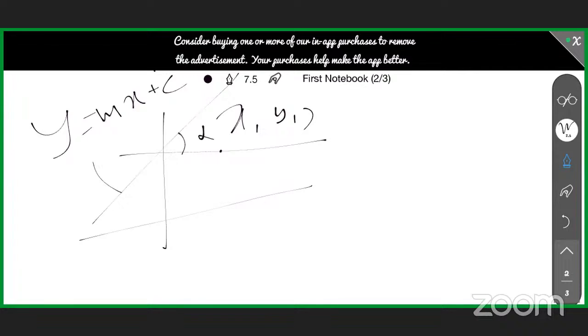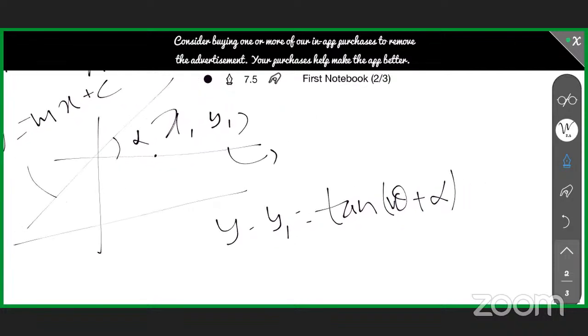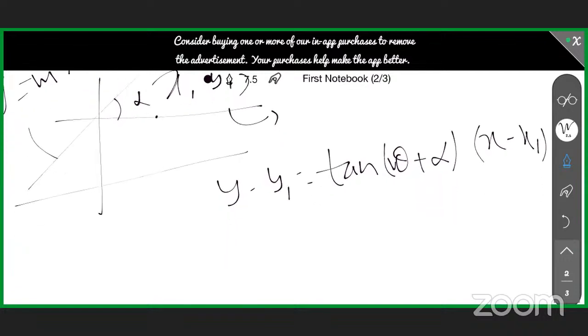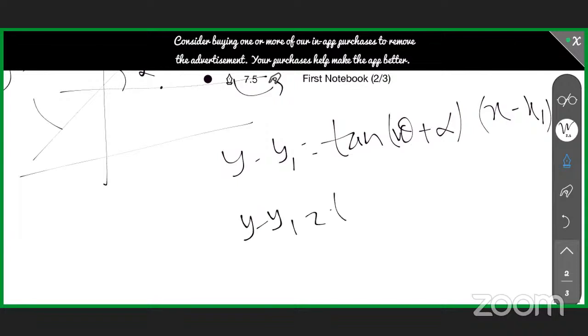Then this line's equation is given by y minus y1 is equal to tan of theta plus alpha into x minus x1. That is, y minus y1 is equal to tan of theta plus alpha times x minus x1.